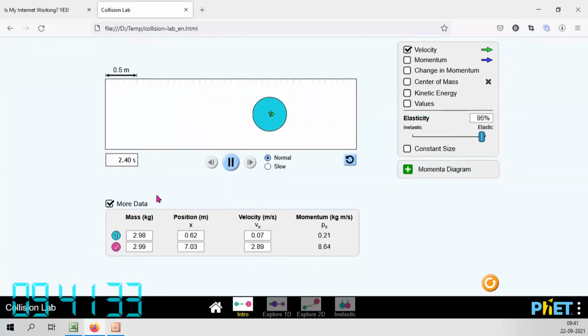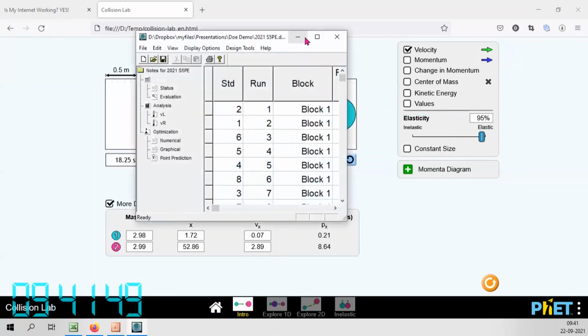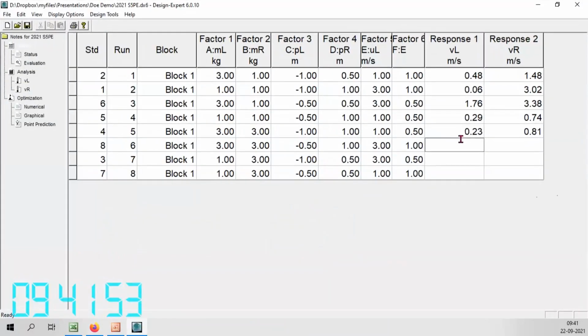So answer is 0.07, 2.89. Okay, so now 2 more runs are remaining. So 7th run is 1, 3.